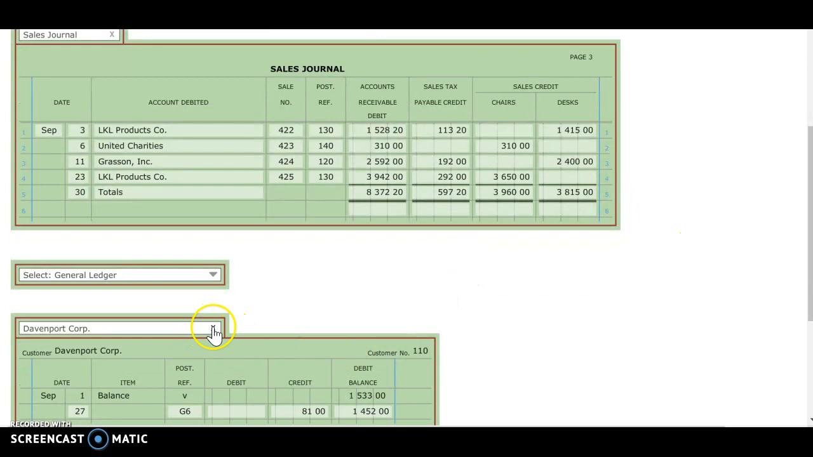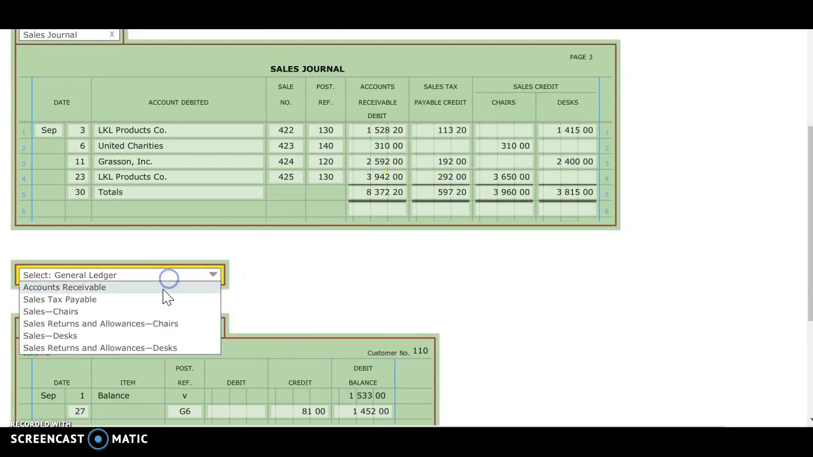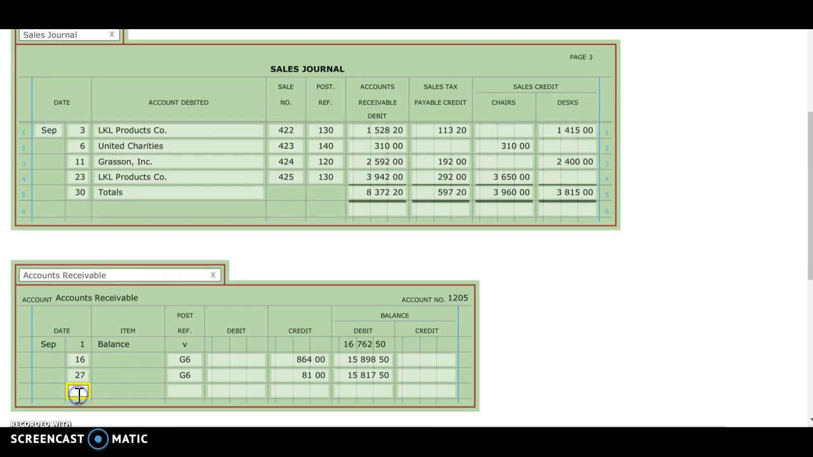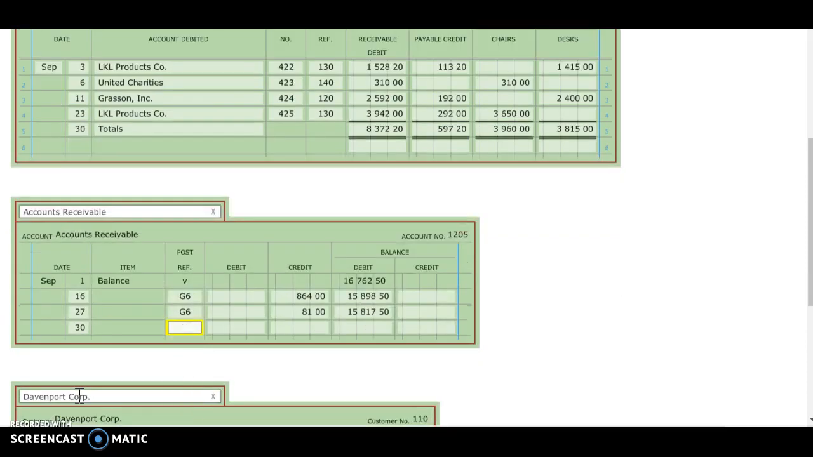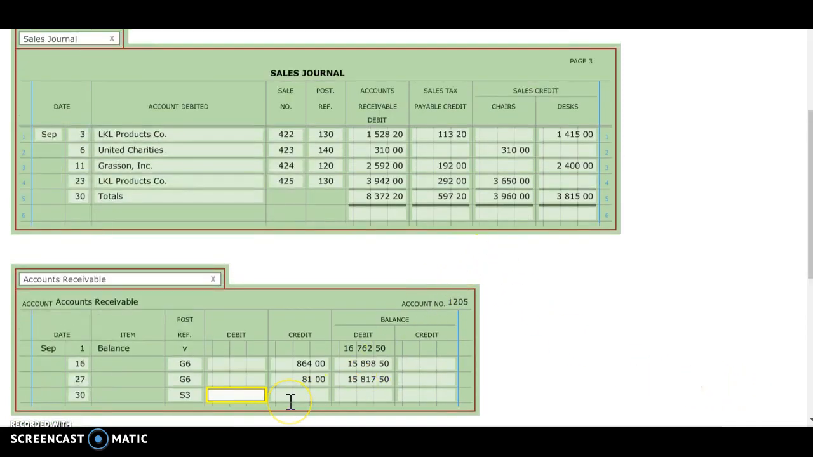So our first one, we are going to be posting to our accounts receivable general ledger then. The date is the 30th. I'm on sales journal page 3. And I have a debit of $8,372.20. I need to find my new balance. So my new balance is $24,189.70, and then account number 1205.